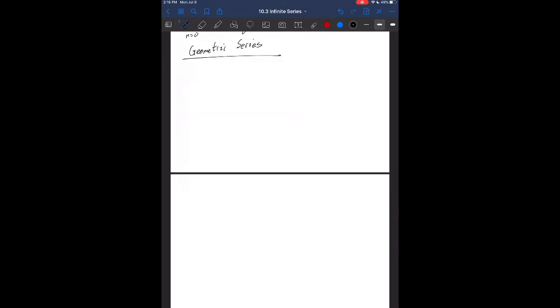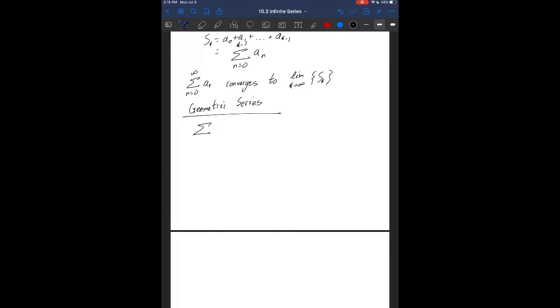Okay. So a geometric series is going to be anything of the form where we have the sum from k equals 0 to infinity of a times r to the k. So some examples of this are going to be the sum from k equals 0 to infinity of 3 times (1/2) to the k. Other examples, k equals 0 to infinity of 17 times (8/7) to the k, anything like this.